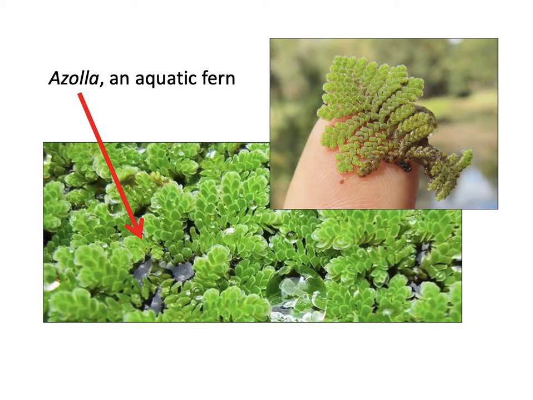As I mentioned previously, some of the ferns are really tiny things. This is the genus Azolla, which is an aquatic fern that grows in ponds. And you can see, even though it's so tiny it fits on the tip of your finger, it does have these little tiny fern leaves.